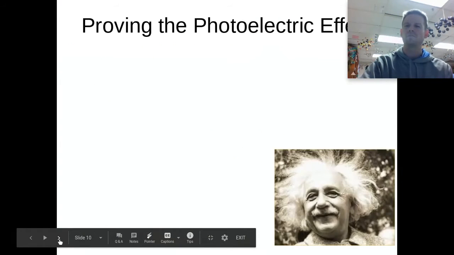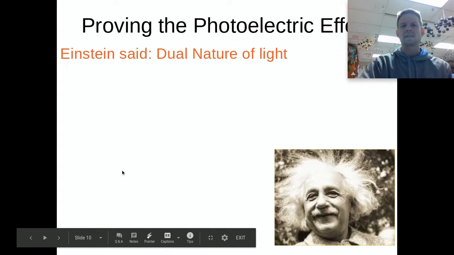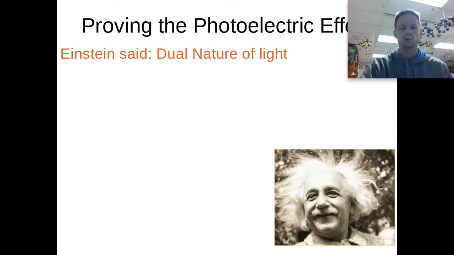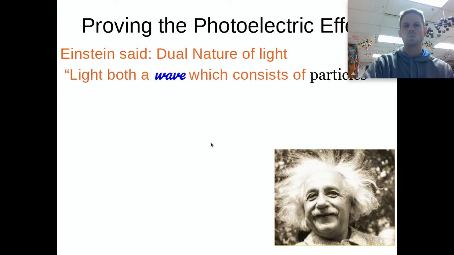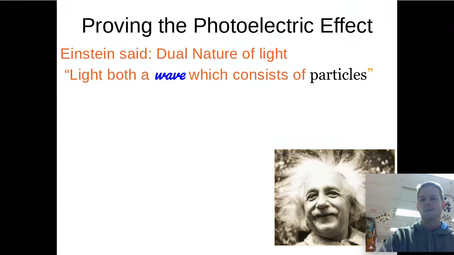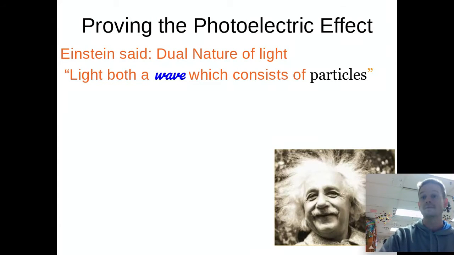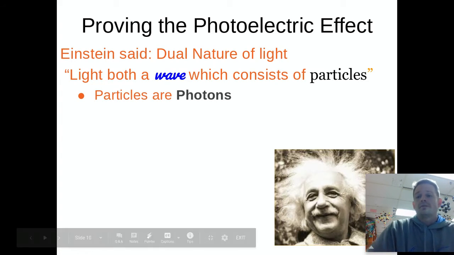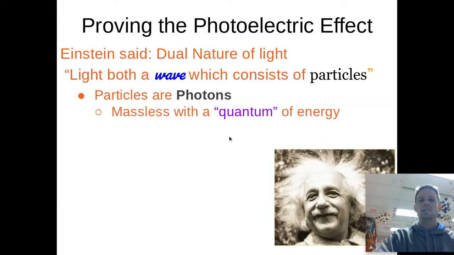And so we have another fairly famous guy, right? That dude right there. Albert Einstein took that idea, and he and de Broglie, who we'll see a little bit later, came up with this dual nature of light. What they said is light is both a wave and a particle. Basically, it's a wave that's built up of even smaller particles. Those particles they call photons, which maybe some of you have heard about before. And those photons are massless with a quantum of energy.